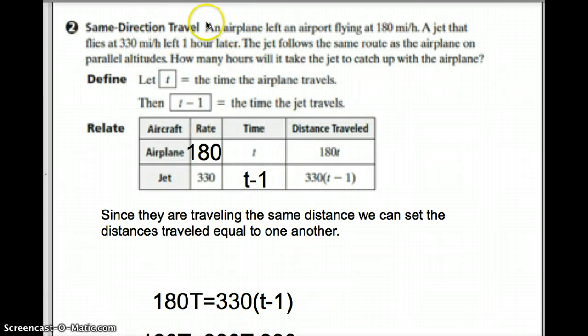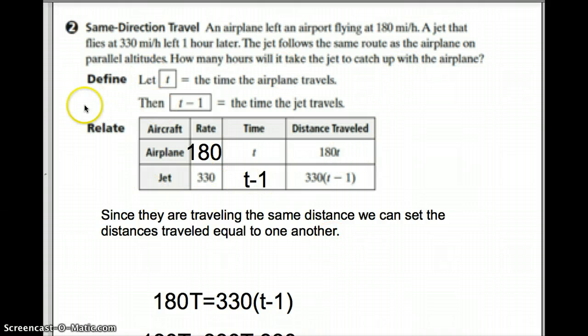So we are now in an airplane, okay? And we have an airplane left the airport flying at 180 miles an hour. A jet flies at 330 miles per hour and it left an hour later. The jet follows the same route as the airplane on parallel altitudes, so we're not going to crash, okay? How many hours will it take for the jet to catch up to the airplane? So you got to think about these.